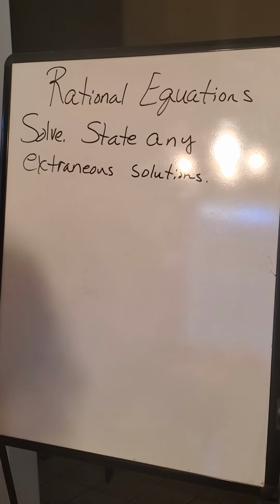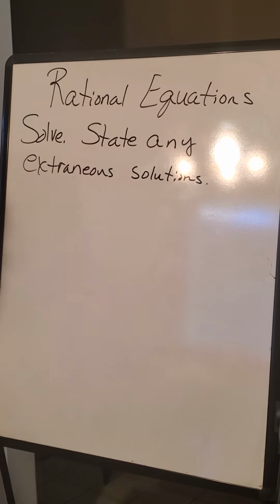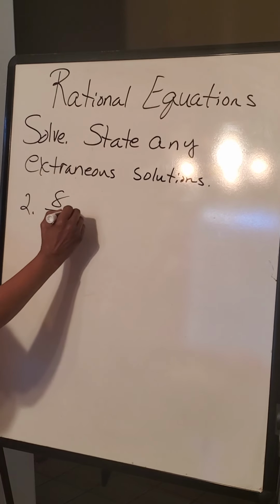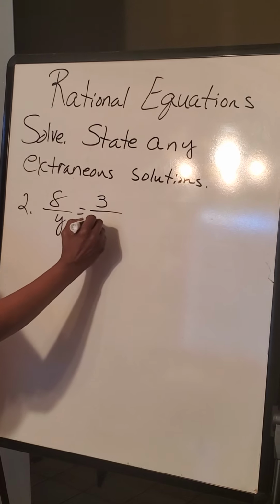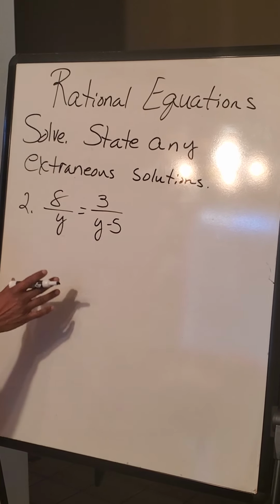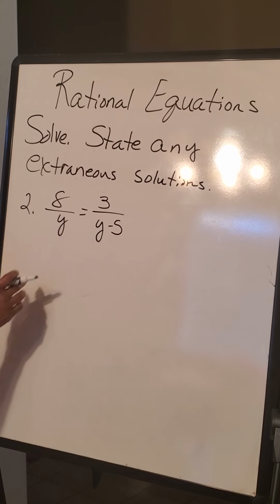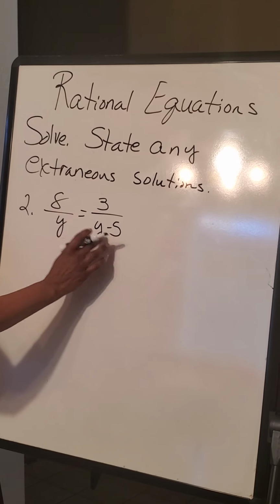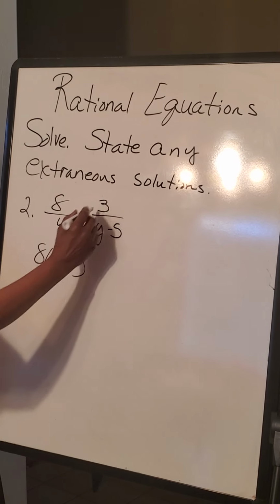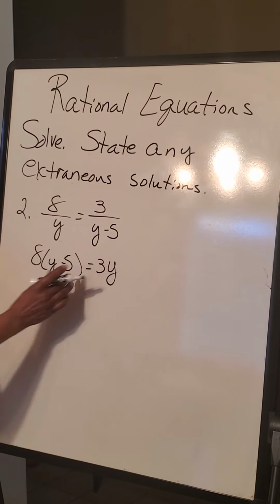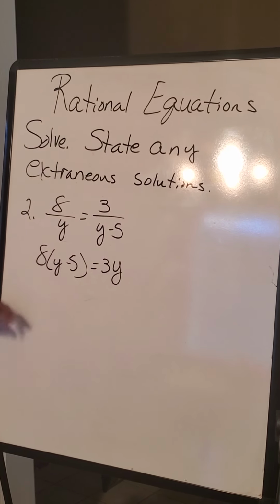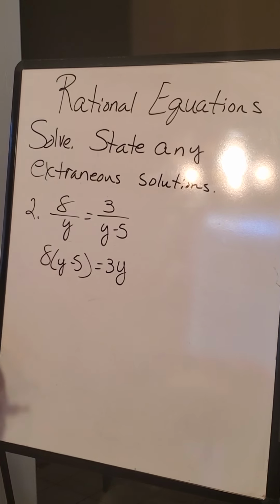Example 2. If I had 8 over y is equal to 3 over y minus 5. Again, this is set up again as a proportion, so let's cross multiply. Multiply 8 times the y minus 5. Multiply y times 3. And the reason I'm writing this down is to make sure that you don't forget to distribute that 8 across everything in that binomial.